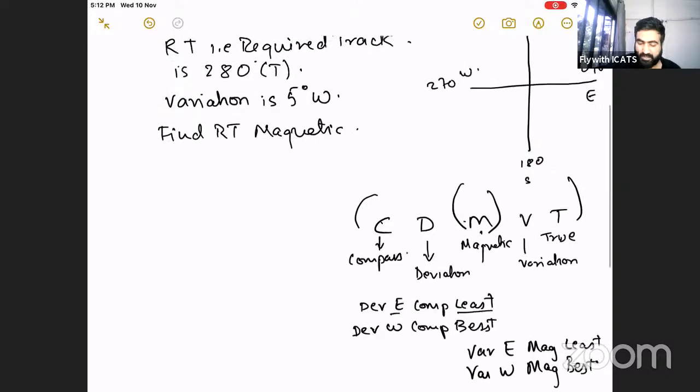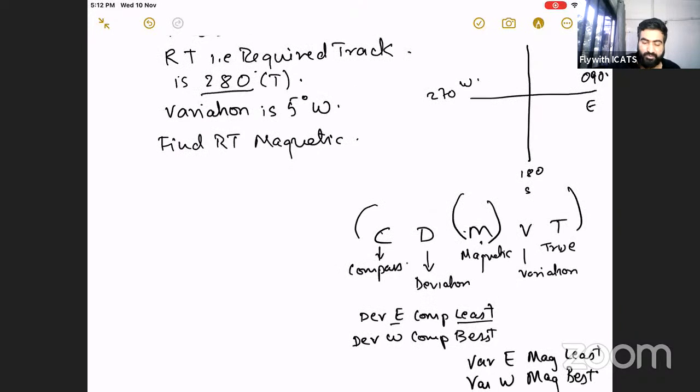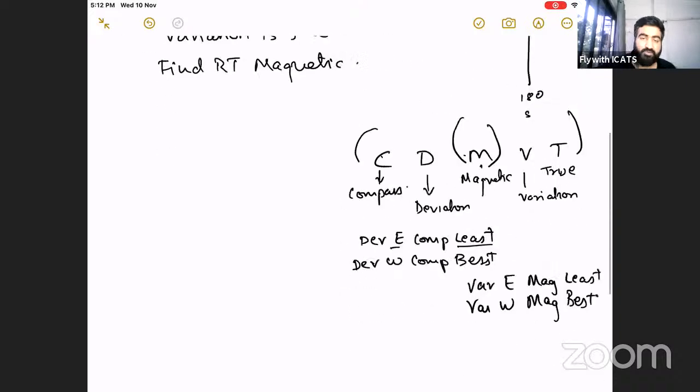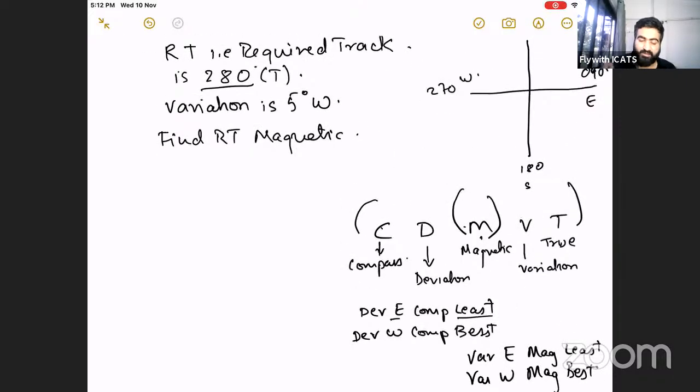Now look at this example. Your true direction is 280. When I say required track, it's a track that you need to carry out. It means it's a direction that you need to follow when you're flying to reach from A to B. On the chart, you see the direction to follow is 280, but you only have a magnetic compass to find your direction. So what will you do? You'll check your variation and then find out the relevant magnetic direction to follow to stay automatically on true direction 280.